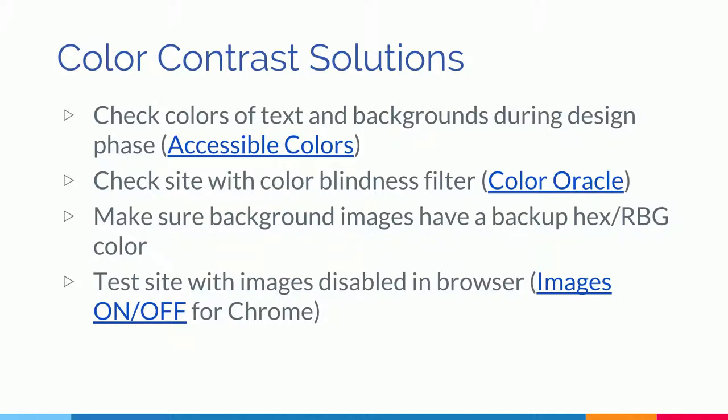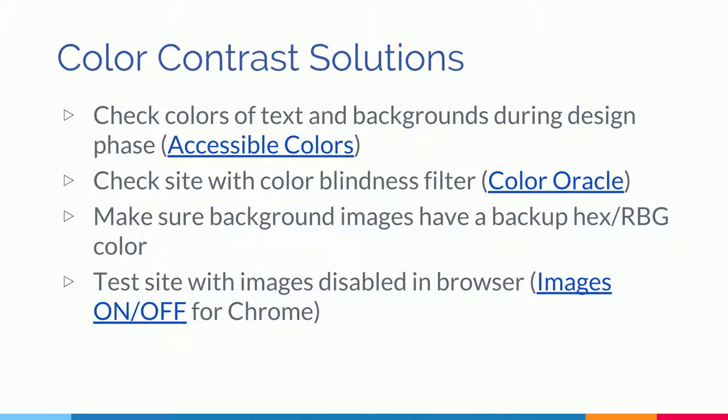So it gives you that sort of feedback, so you don't have to throw in a ton of hex codes and try to figure out what you're going to do. Also, check your websites with a color blindness filter. Color Oracle is a favorite of mine. Windows, Mac, and Linux compatible.